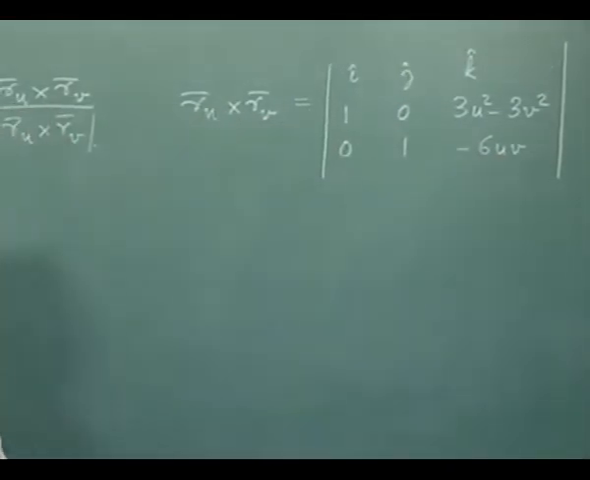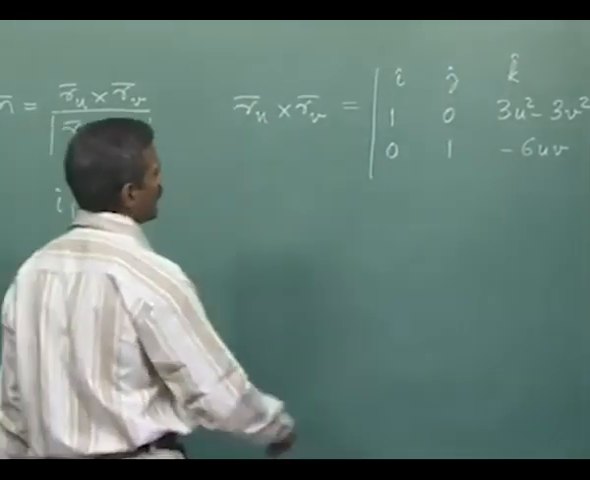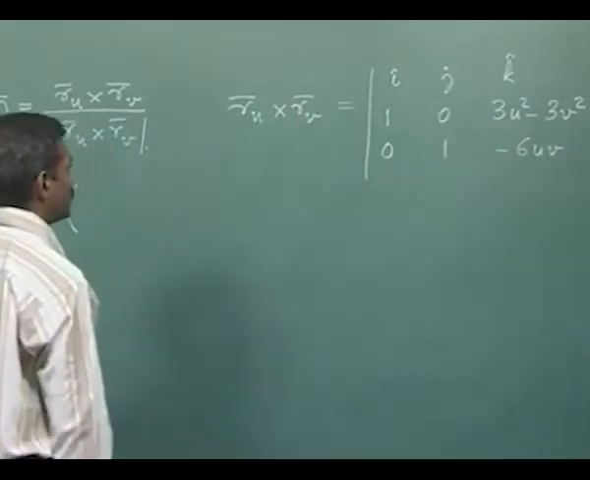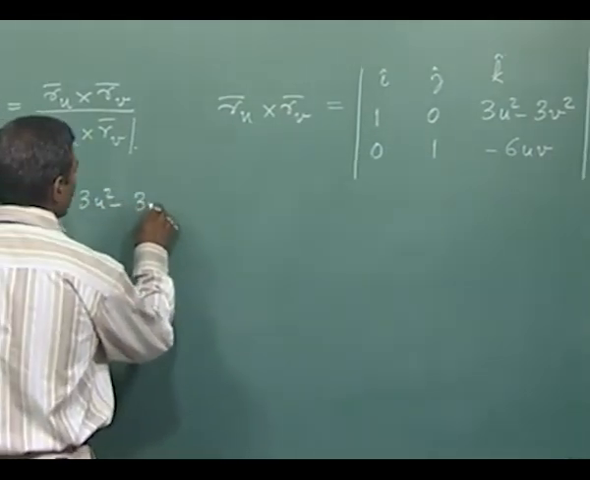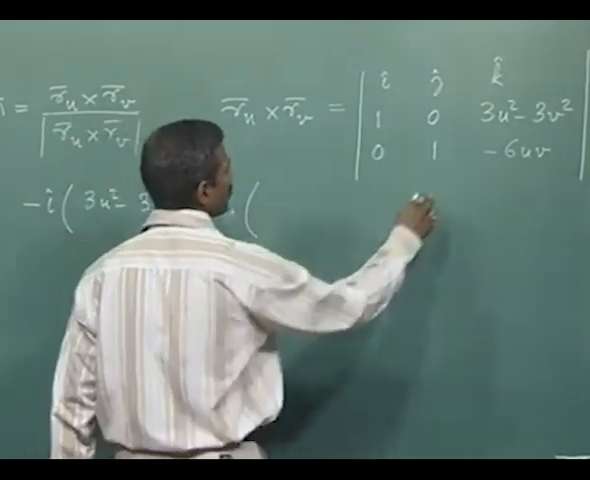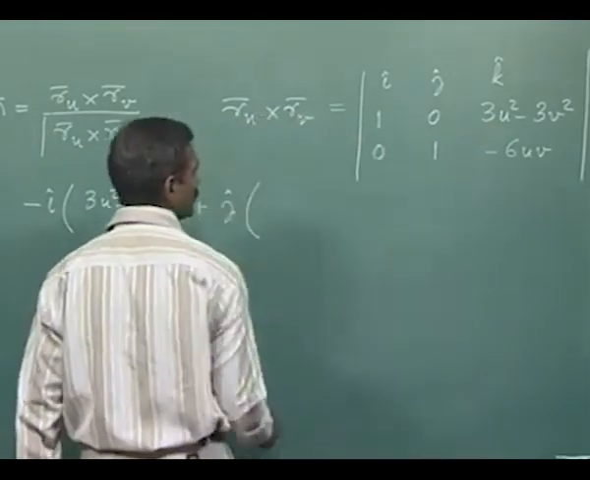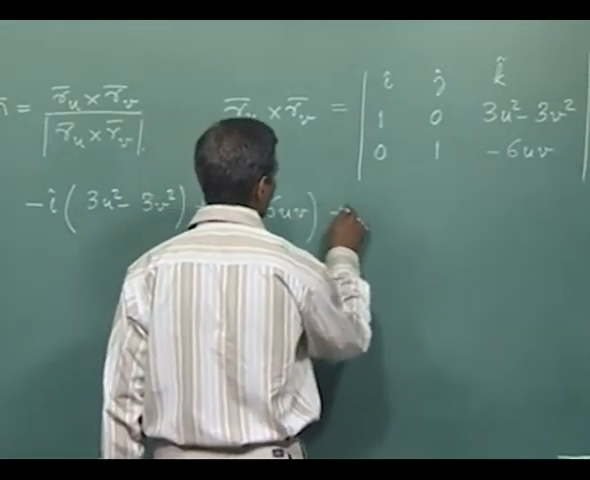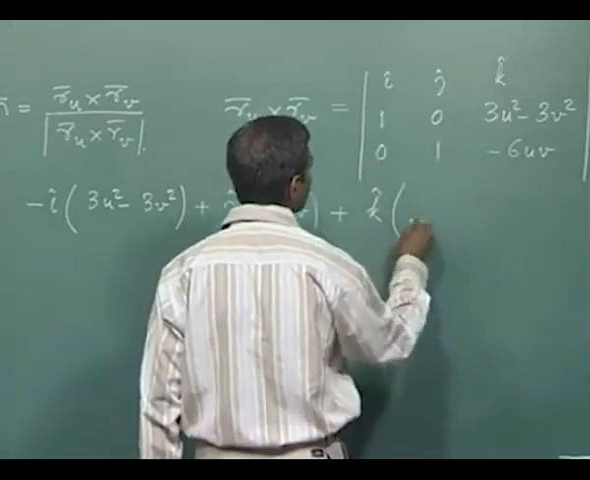Let's expand this determinant. So we have i times (0 minus this times this), which is minus of (3 u squared minus 3 v squared), plus j times (this times this minus this times this). This minus sign goes off. We have 6 u v plus k times (this minus this times this). We have 1.